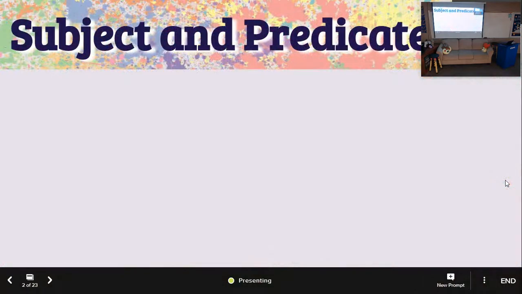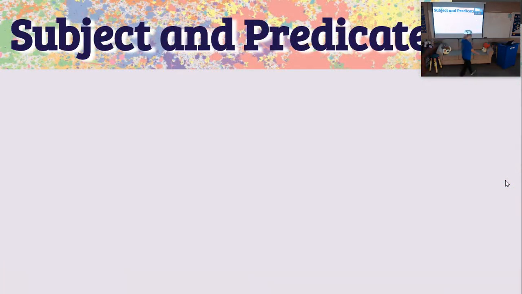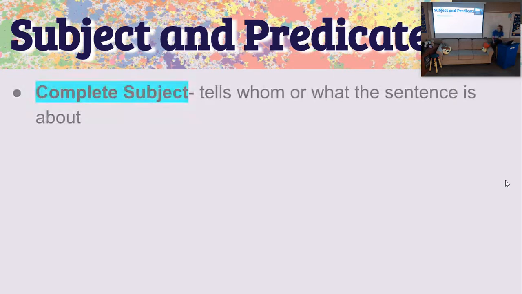Okay, so we're talking about subjects and predicates today, or subjects and verbs, and how to identify subjects in a sentence. And we're going to look at some weird sentences where the subjects aren't always going to be in the normal spot. Okay, so first we have to talk about what a subject and a predicate are.